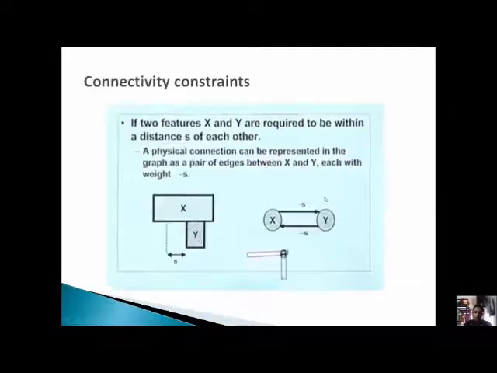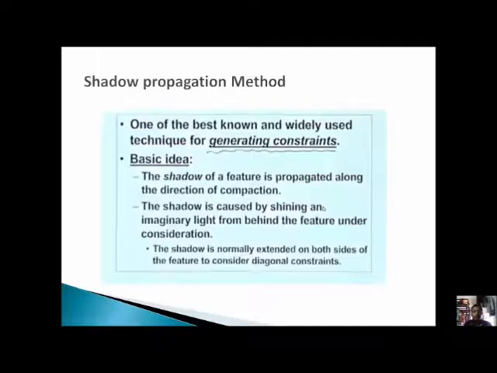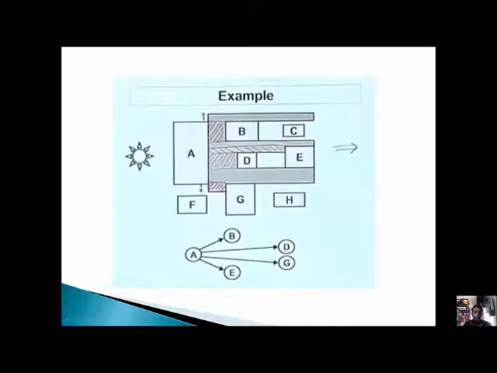If we have this constraint that we should have the minimum s, minimum d, then we have to look carefully and do the reduction in the space. And now let me show you one of the techniques, the shadow propagation method, one of the best known and widely used techniques for generating constraints. It is used to generate a constraint. We can easily know what the constraints are to reduce the space. Let me explain it in the slide.